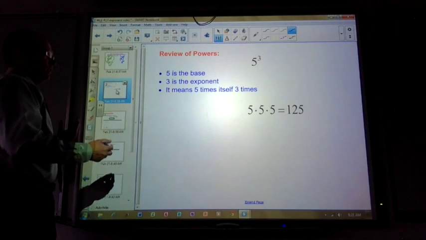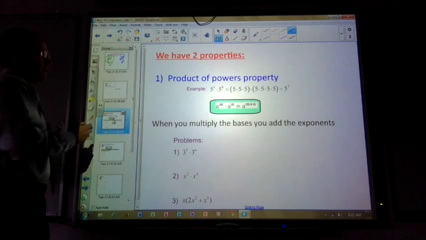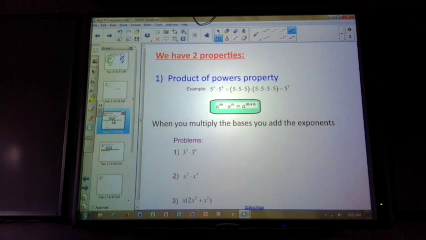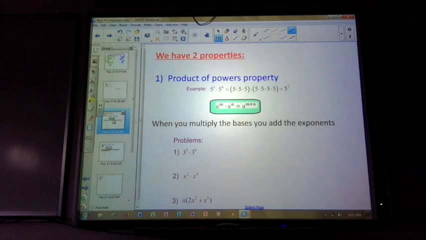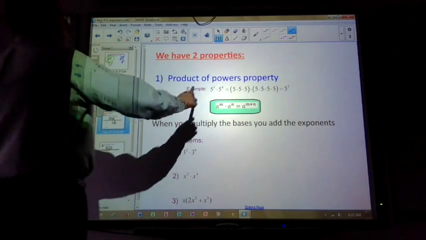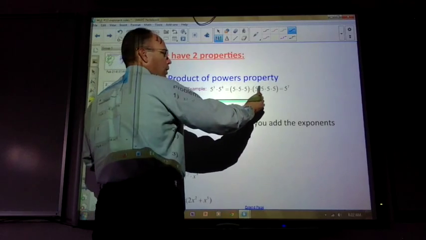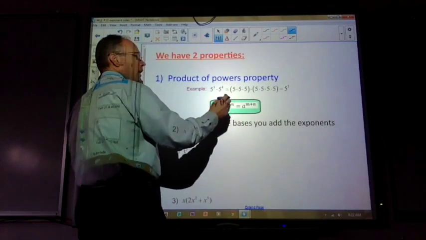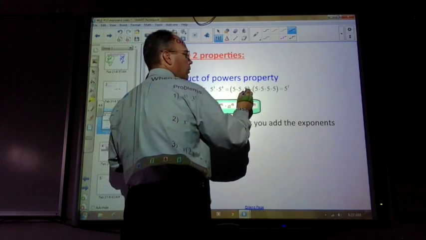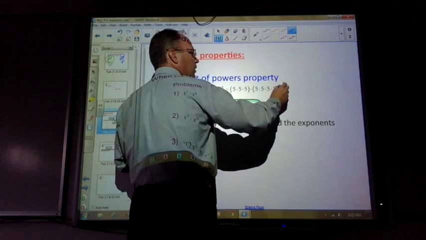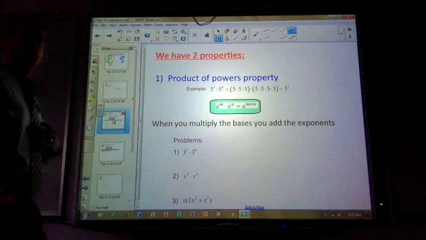So let's see if we have some things. So product of powers property. So 5 to the 3rd times 5 to the 4th. The 5s are the same base. We're multiplying them together, so I'm going to add the exponents. So this basically means 5 to the 3rd is 1, 2, 3, there's 5, 5, 5. And then 5 to the 4th, 1, 2, 3, 4. And if you were to count, 1, 2, 3, 4, 5, 6, 7. So I have 5 to the 7th power that I'm multiplying.